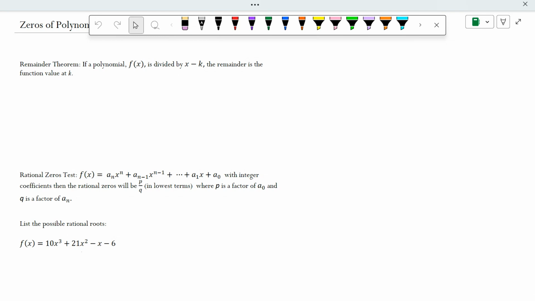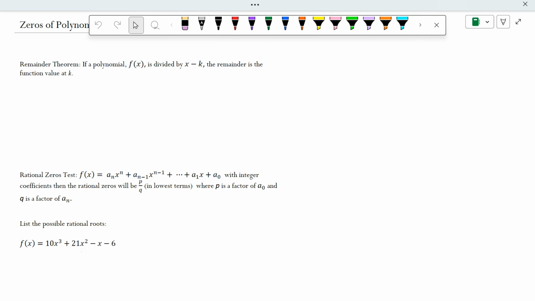So the first theorem is the remainder theorem, and this one doesn't as much help us narrow down as it gives us another way to evaluate a function that doesn't involve plugging in and calculating.